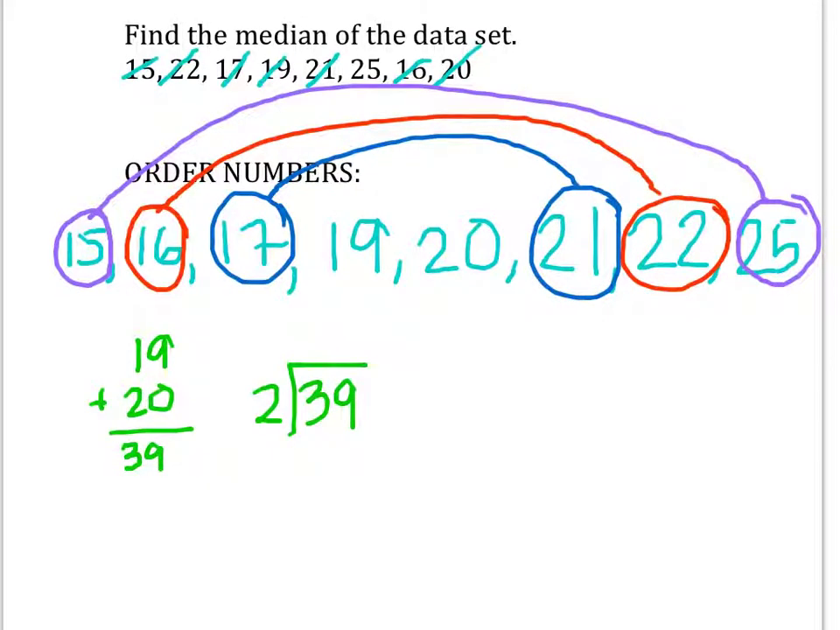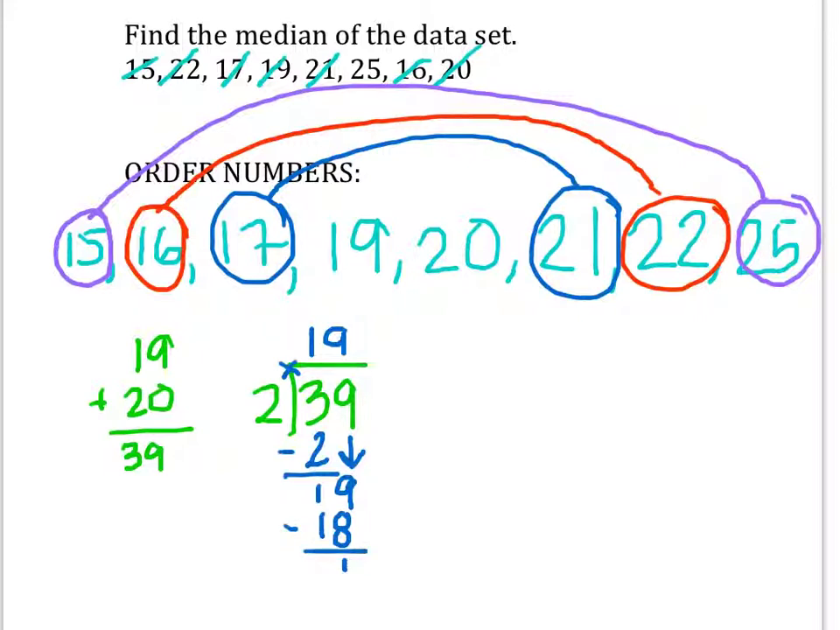I know that 2 goes into 3 one time. 1 times 2 is going to be 2. Subtract, you get 1. Bring down the 9. 2 goes into 19. I know it's going to go in 9 times, and that's going to be 9 times 2 is 18. Subtract, you have 1 left over.